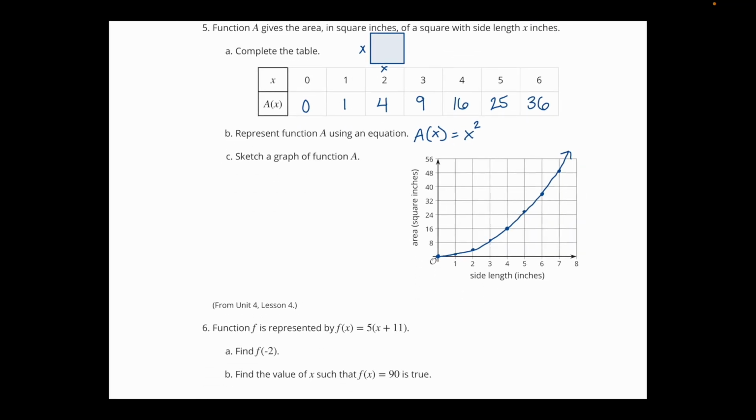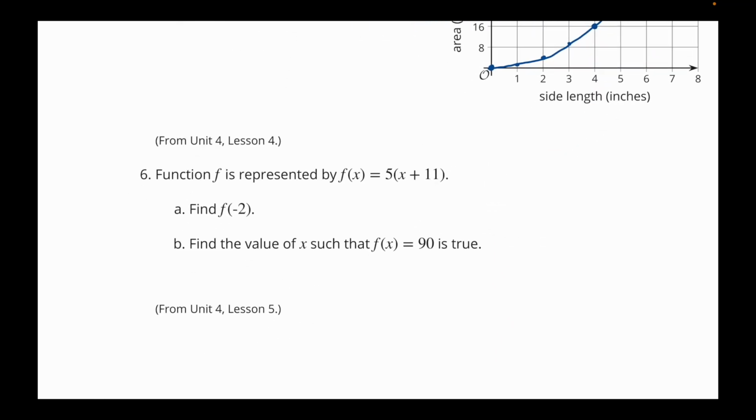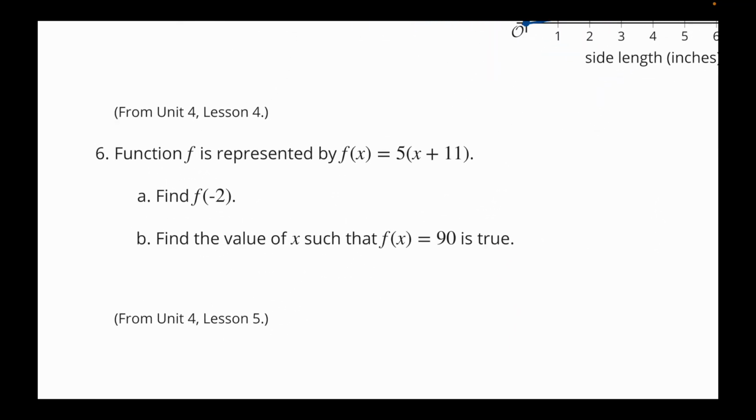So let's keep going, and we'll move on to problem number 6 right here. Function f is represented by f of x equals 5 times the quantity x plus 11. So we read anything in parentheses, or I do, I read it that way. But in general, mathematicians will read it that way as well. We say 5 times because it's implied it's multiplied, and then we say the quantity x plus 11. So find f of -2.